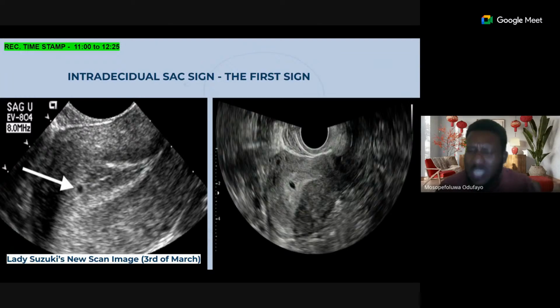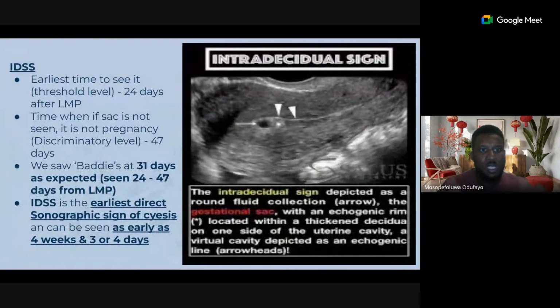Will we be able to pick it that early, Dr. Shokpa, you might ask? Can you pick an intradecidual sac sign at just 4 weeks and 3 days? Well, this is the answer to that question. I hope we've been able to take note of that.